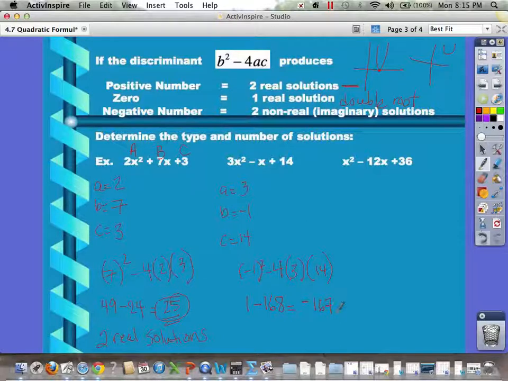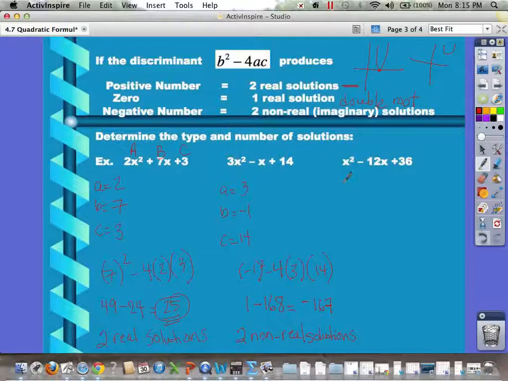All right, so that's a negative number. That tells me I'm going to have two non-real solutions. Don't know what they are yet until we completely finish, but that tells me what they're going to look like. All right, and then let's do this one.